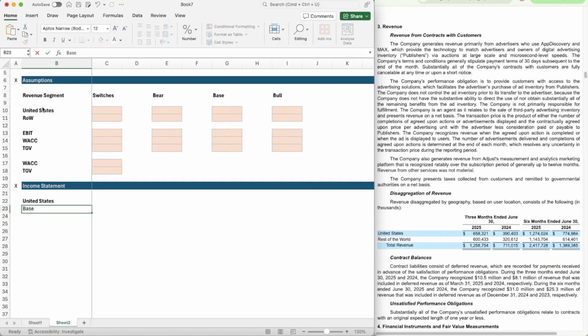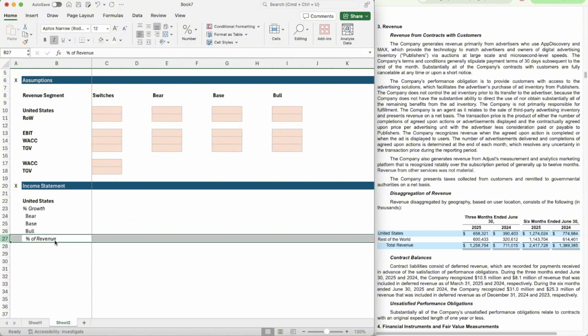Bear, base, bull. Just move those down and put percentage growth here, italicize it. These three, just indent them slightly, and then we want the percentage of revenue at the bottom here.